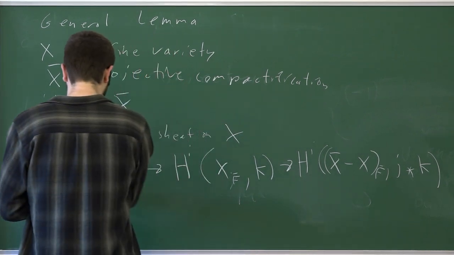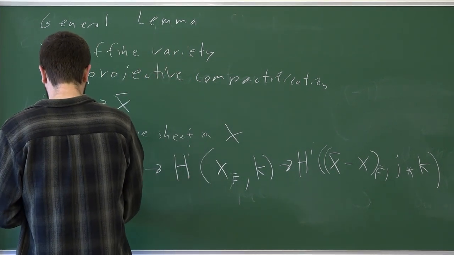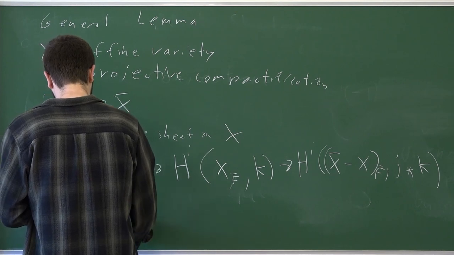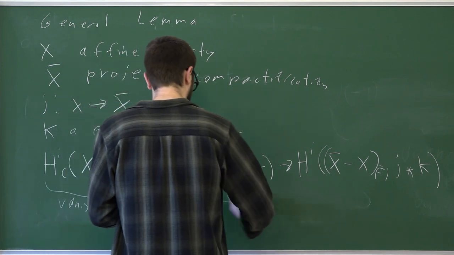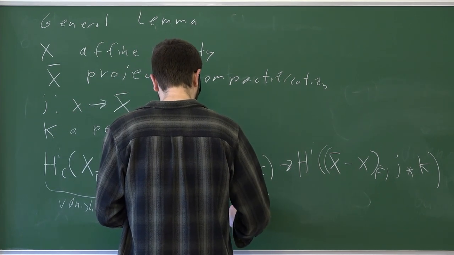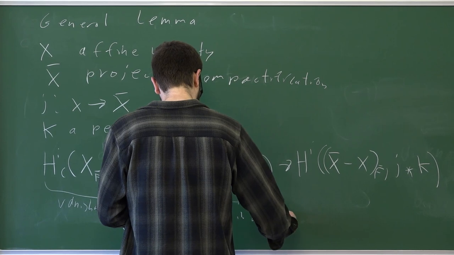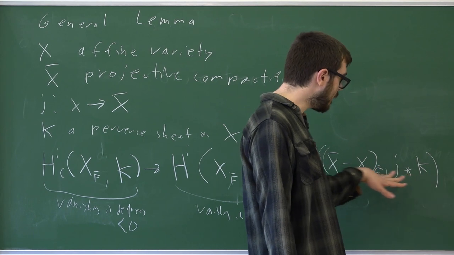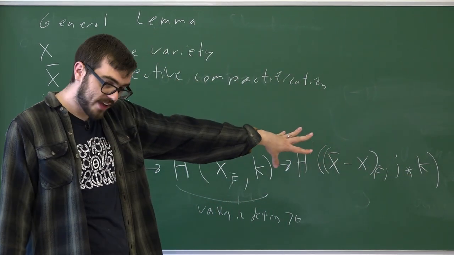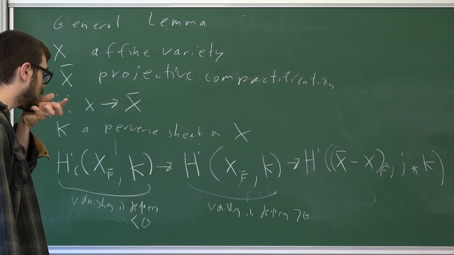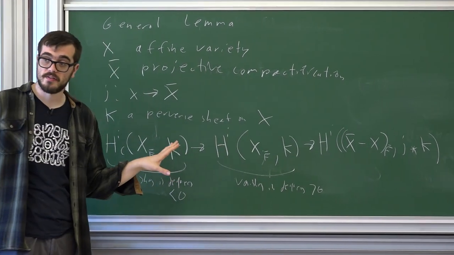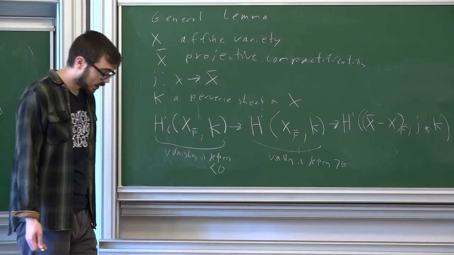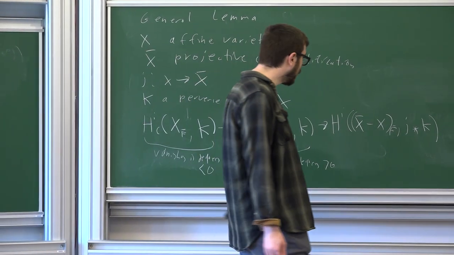And so this vanishes in degrees strictly less than zero. This vanishes in degrees greater than zero. So the simplest case is if the cohomology of the boundary vanishes, this boundary contribution at infinity vanishes, these two are equal, and so they vanish in every degree except for zero. So that's a very powerful vanishing statement. It's what I was using in the work with Tomplier.